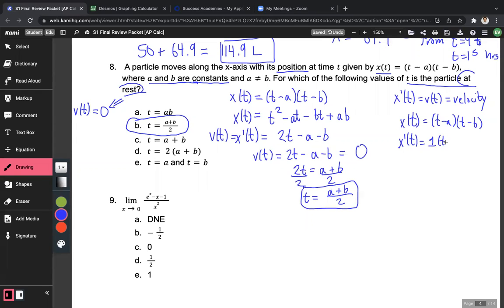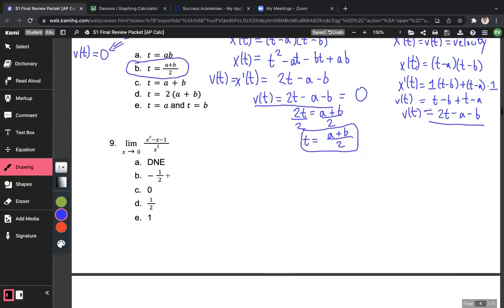So I'm left with 1 times t minus b plus first function t minus a times the derivative of t minus b, that guy. And that derivative is just, again, going to be 1. Derivative of t is 1. Derivative of negative b is 0. So I'm left with my velocity, same thing as x prime of t. That's just equal to t minus b plus t minus a equals 2t minus a minus b. So our derivatives match, which they should. So we know that we have done the problem correctly.